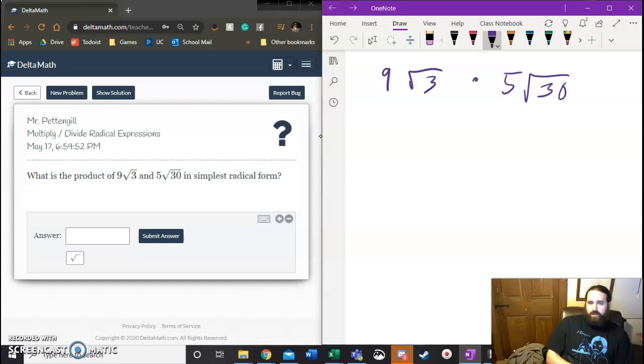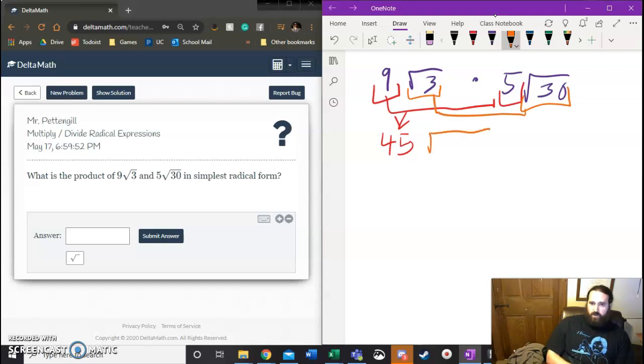But okay. 9 root 3 times 5 root 30. I'm going to just literally go 9 and 5. 9 times 5 is 45. And I'm going to go ahead and do 3 root 3 times root 30. Again, I'm just multiplying these numbers inside, and I'm going to have the square root of 3 times 30, or the square root of 90. I see if it simplifies.